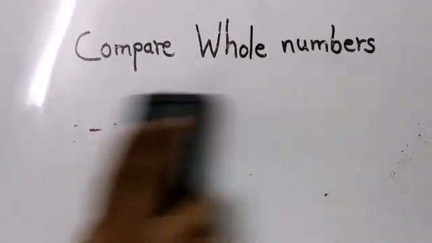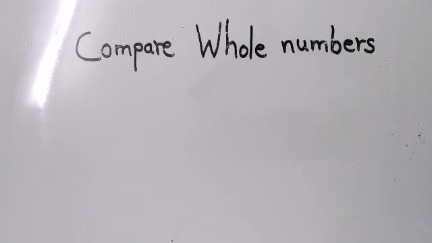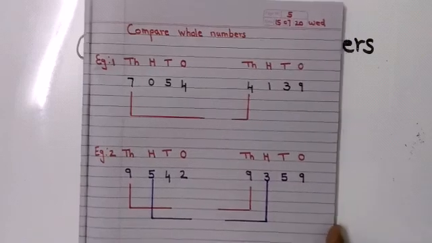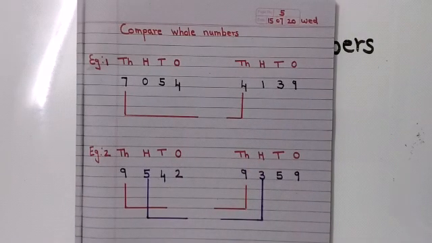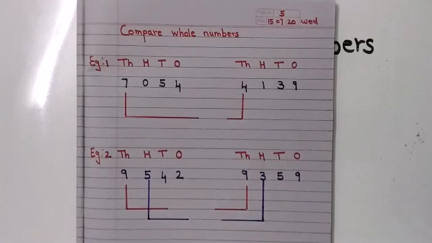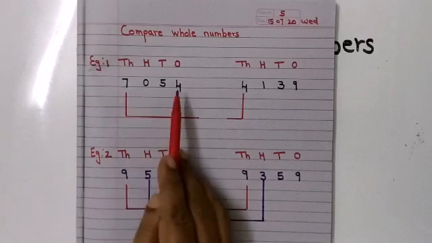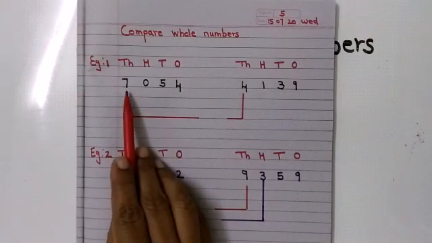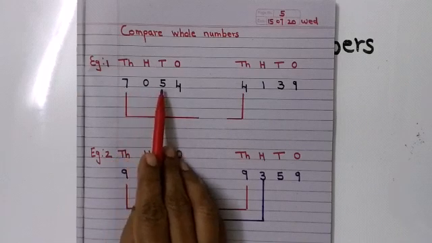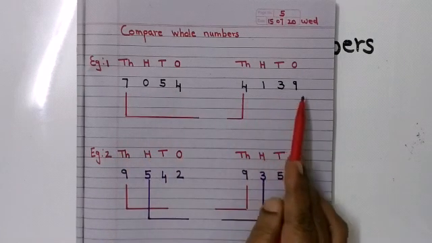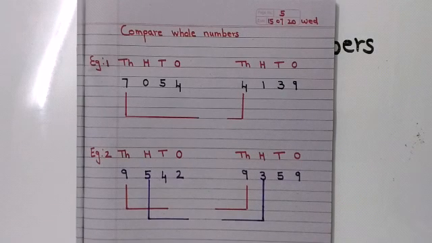Now let's go to compare whole numbers. Now children, when you have compare whole numbers and they give you a sum like this, how do we read numbers, children? What did I tell you? We read numbers from left to right. So now this is 7054 and this is 4139.